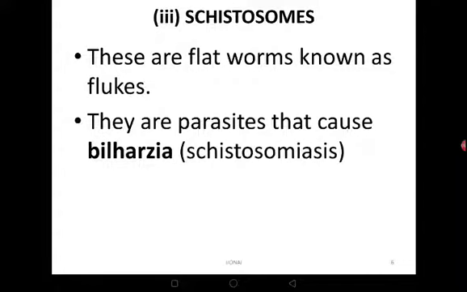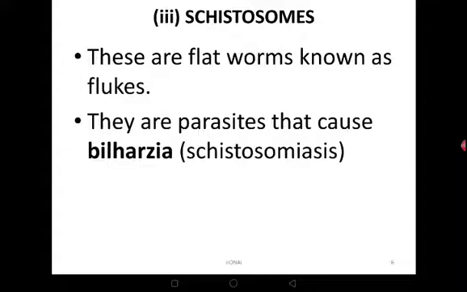So let's move to another organism. Remember, another parasite. These ones are called the schistosomes. I know you must have heard of schistosomiasis. Yes, so we are going to look at the guys who cause it. So these are also flatworms, and they're known as flukes. And they are parasites that cause bilharzia.